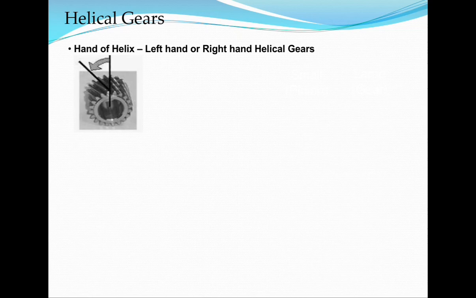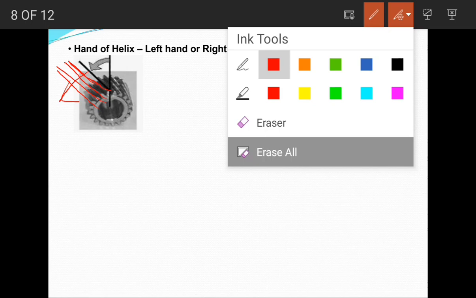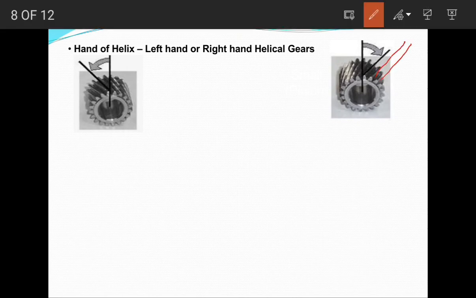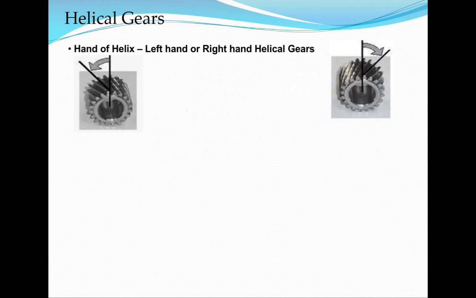the hand of helix, which, as I said, may be left hand type helix or right hand type. Just see the difference. In this picture, you see the tooth profile is like this, and if progressively we see this tooth profile, it is slightly bending towards the left, so this is the left hand helix, helical gears. And if we see the right hand type, see here, the tooth profile, you see this is slightly inclined to the right, so this is the right hand helical gears.